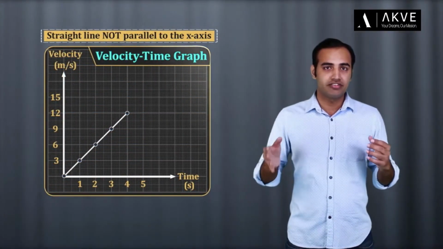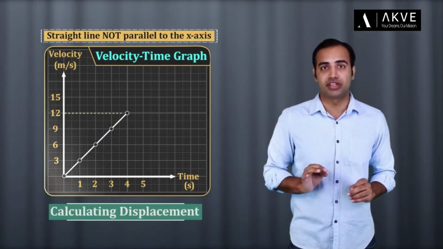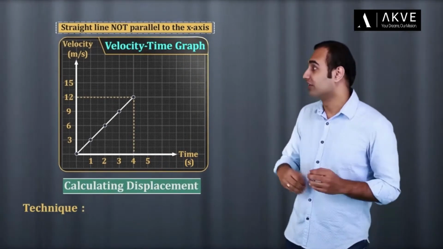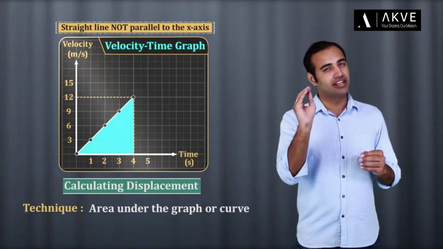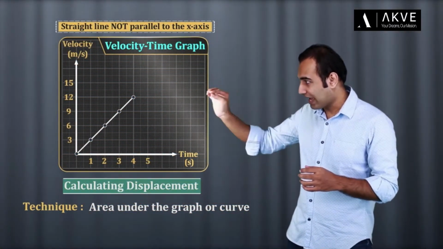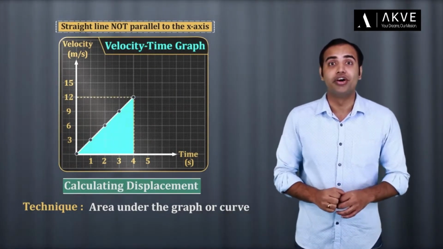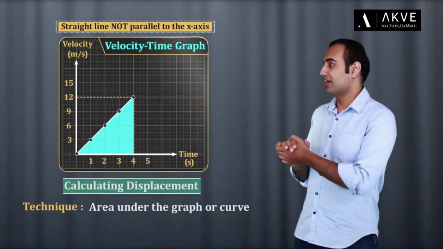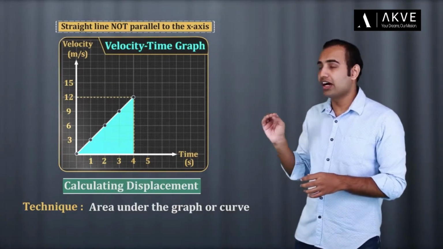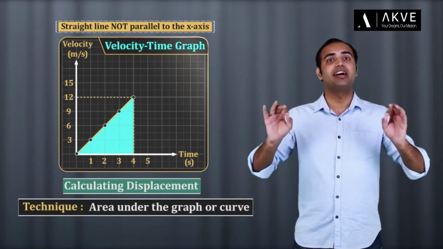Now apart from calculating the value of acceleration, we can also calculate the value of displacement of the object from its velocity time graph. And we do that using a technique called the area under the graph or the area under the curve. Let me explain. So guys, if you observe our straight line plot and the x-axis, you can see that together they seem to enclose a certain region or a certain area of the graph. This area looks triangular in shape. At the same time, you can also see that the area appears to be under our straight line plot. That's why we call this technique area under the curve.